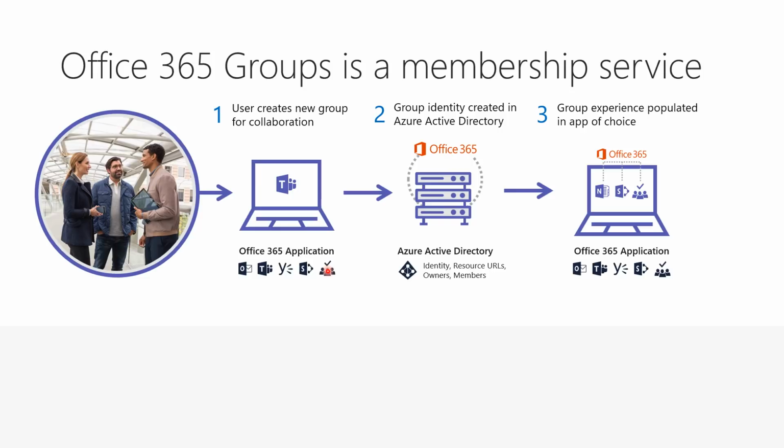But as the user creates this new group for collaboration, a group identity is then created in Azure Active Directory to represent this particular classification or collection of users. This group has an identity, various resource URLs, owners, and members, all of which we're going to get into over the coming slides here. The group experience will then be populated in the application of choice for the end user. So again, we have a number of applications that we have listed here. In this presentation, we're going to focus on utilizing Microsoft Teams for creating new groups, as well as the group experience.